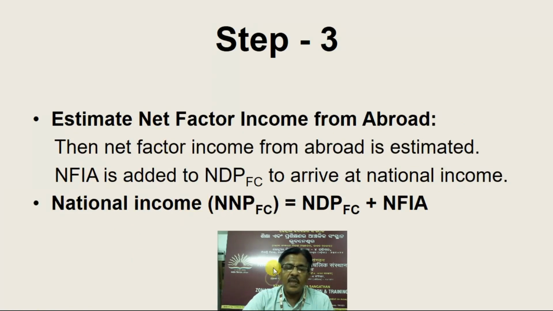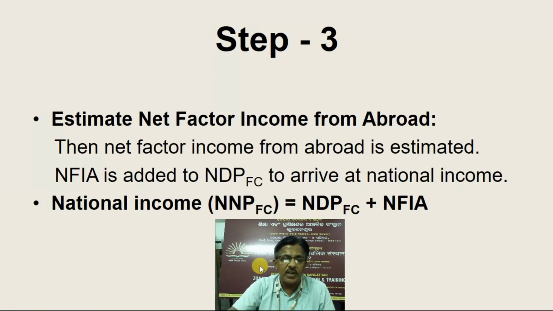Then step 3. After identification and classification of production units and estimation of the output, that is the value added, in step 3 estimate net factor income from abroad, because we are concerned with the national income. So up to step 2, we have estimated the domestic product. Now estimate the net factor income from abroad. NFIA, that is net factor income from abroad, is added to NDP at factor cost to arrive at the national income. It was discussed in the national income and related aggregates in the previous video lessons. National income, that is NNP at factor cost, is equal to NDP at factor cost plus NFIA.